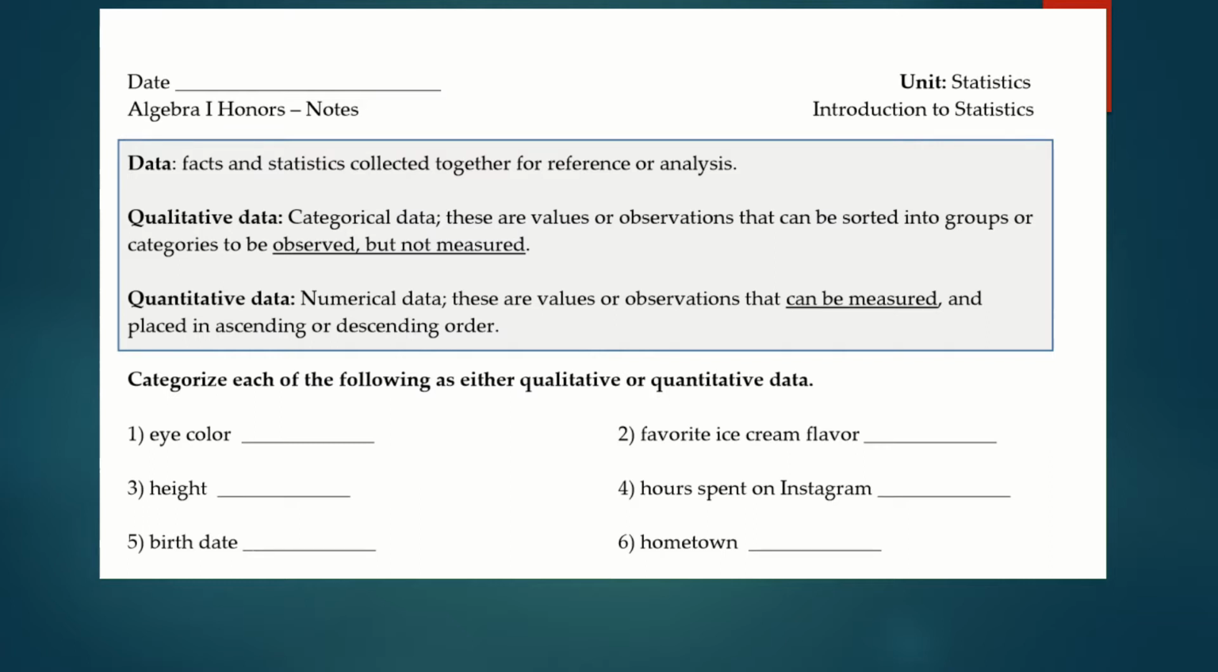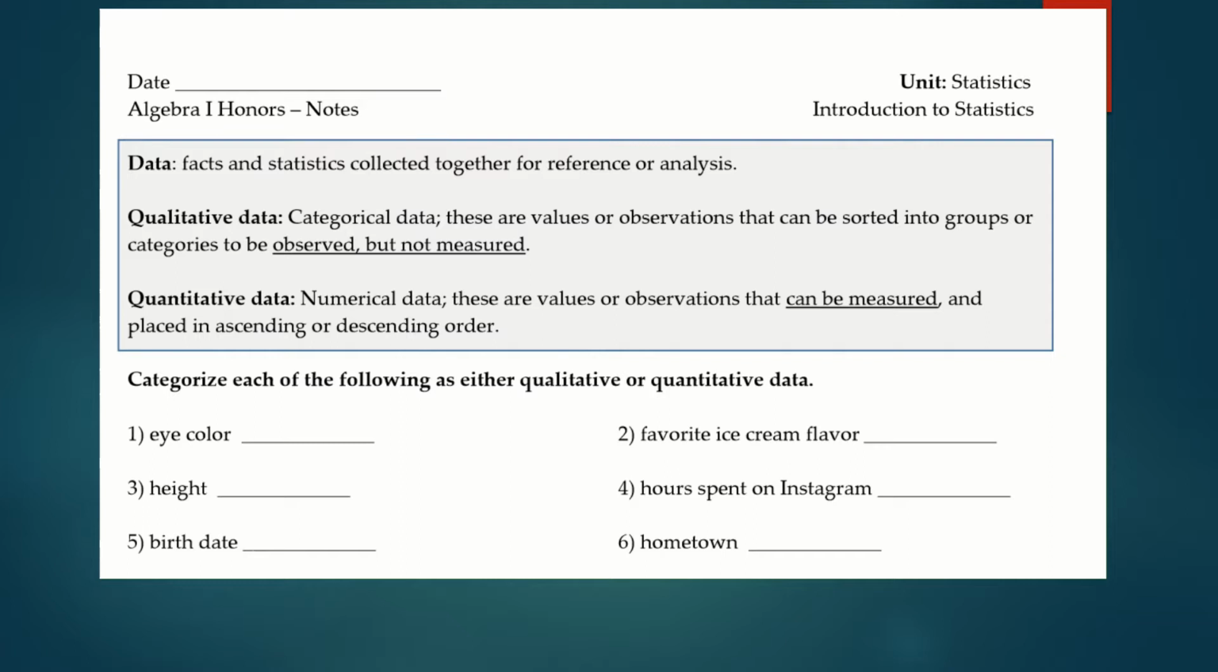Data are facts and statistics collected together for reference or analysis. Now, there's two different types of data that we're going to be looking at throughout this unit. There's qualitative data, which is also called categorical data. These are values or observations that can be sorted into groups or categories to be observed but not measured.